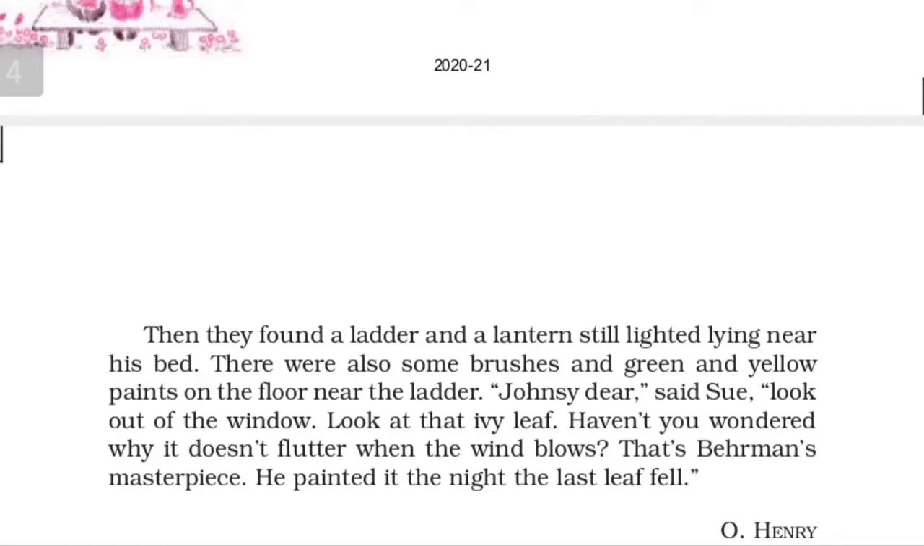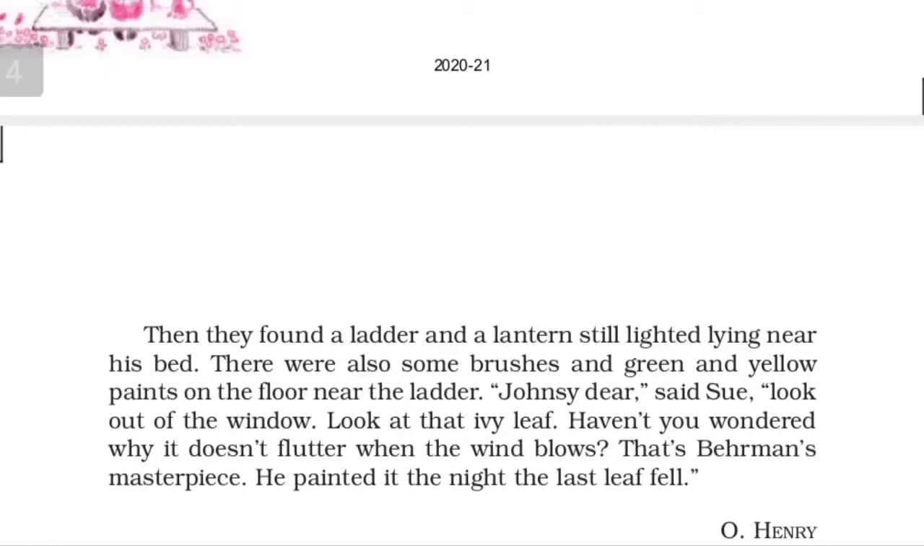Written by O. Henry. So see the ending. It is a very painful yet very optimistic ending. See, Burman, being an old person of 60 years, his dream was to paint a masterpiece. And Johnsy, who was a young girl, was not having the will to live anymore. She looked outside the window and she got her willingness to survive from the leaf.